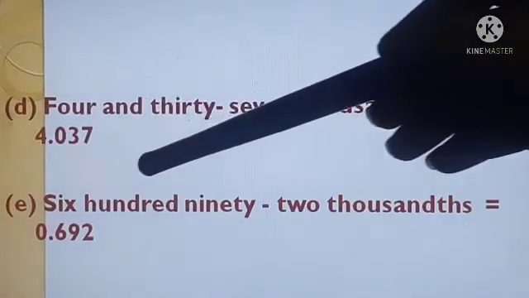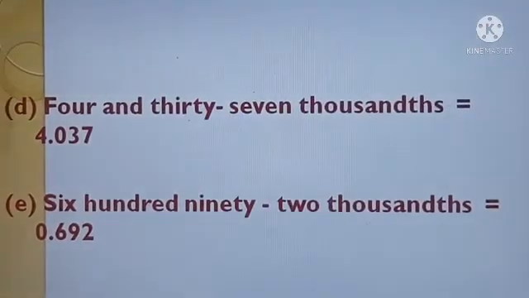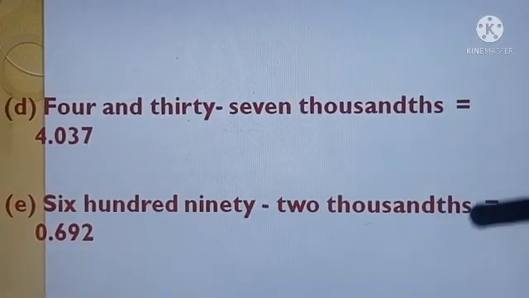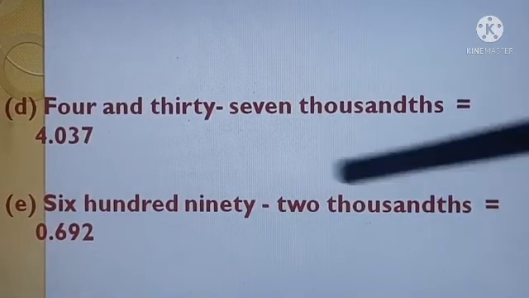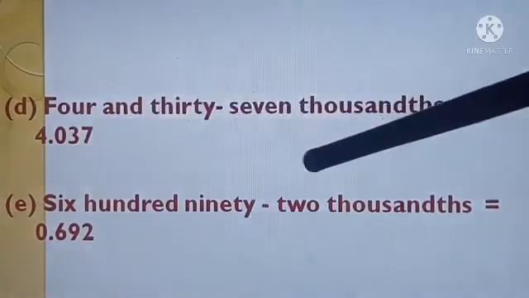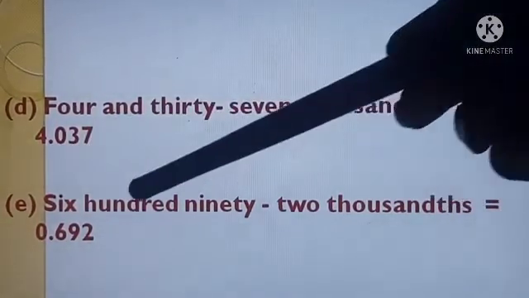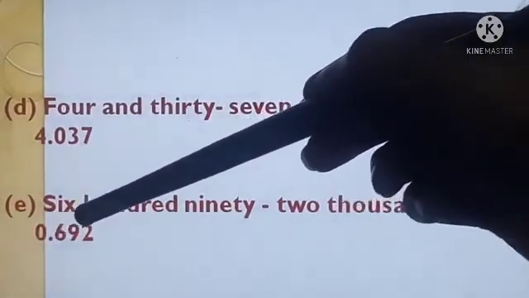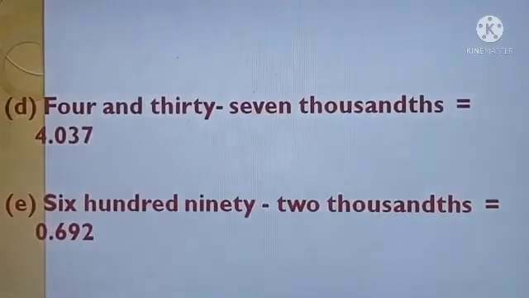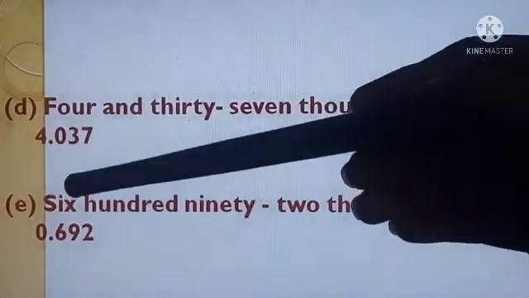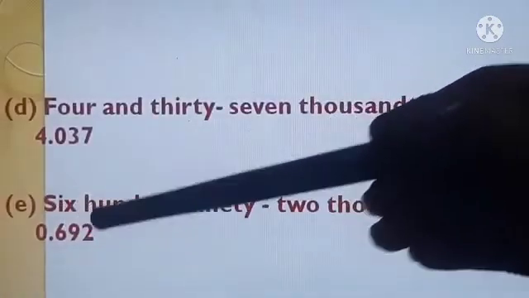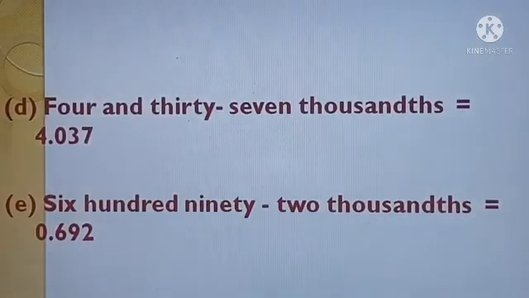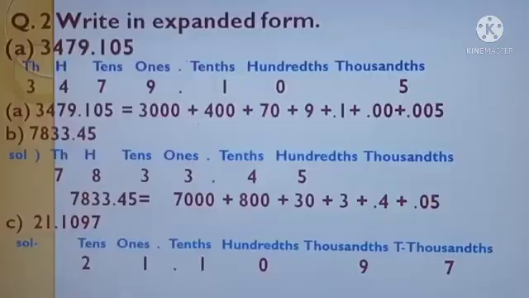E part, 692,000. 1000 means 1000 will be in the denominator. 692 upon 1000, that is decimal 692 or 0.692. 10th place there will be 6, 100th place 9 and 1000th place 2. If you want, you can write down this in the form of table also.